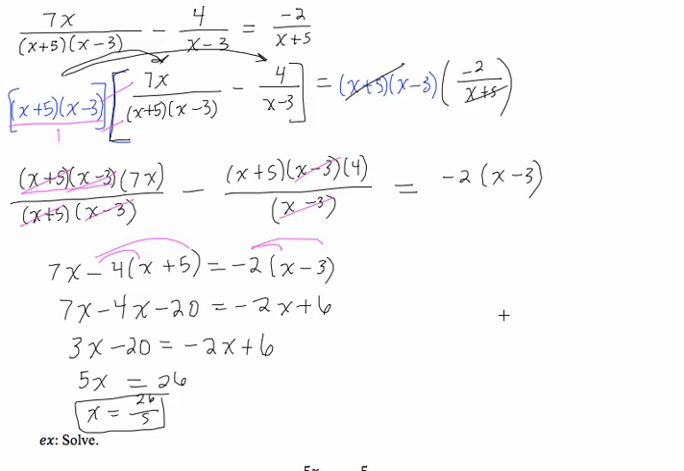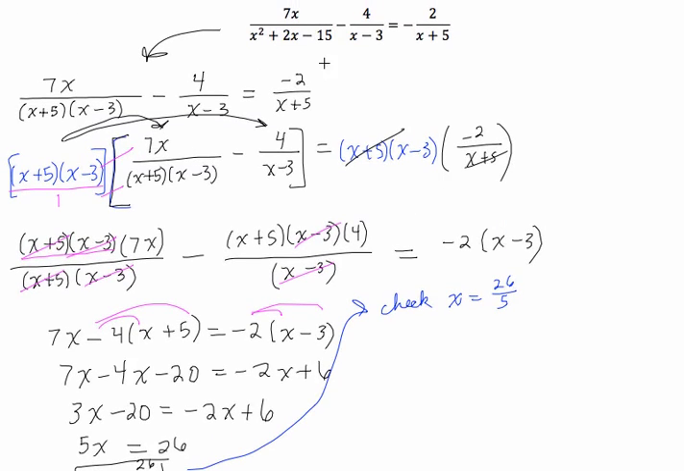We do have to go check though, check our answer because we did multiply both sides by x's. So let's check x equals 26 over 5. Let's go plug that in up here in the original equation. Okay, so plugging that in, we have 7 times 26 over 5.